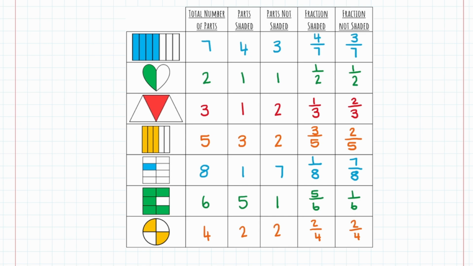It is interesting to note that if I were to add the numerators for fractions shaded and unshaded, they would always add up to the total number of parts. This is because adding them together would make up one whole amount. So if you know that 4 out of 7 parts are shaded, for example, you can always calculate the number of unshaded parts by subtracting the shaded parts from the total parts.